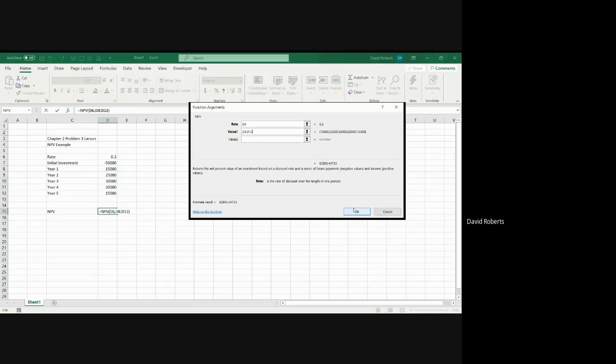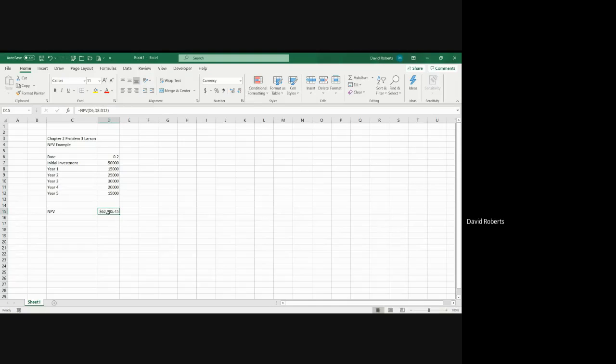So you go, okay. Now, what you also need to do is add, in this case, the initial investment, because we haven't factored that in. But there's no time value of money with that because it's at time 0. And then you get the correct answer. So that's how you calculate net present value using the NPV function within Excel.